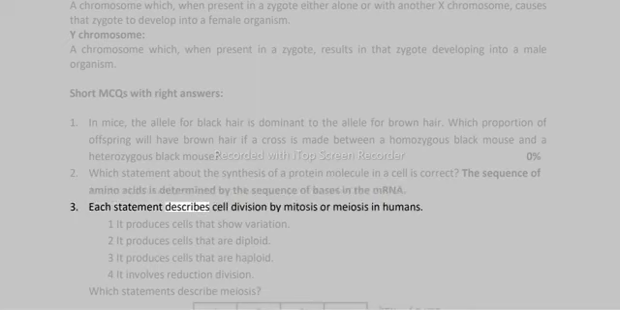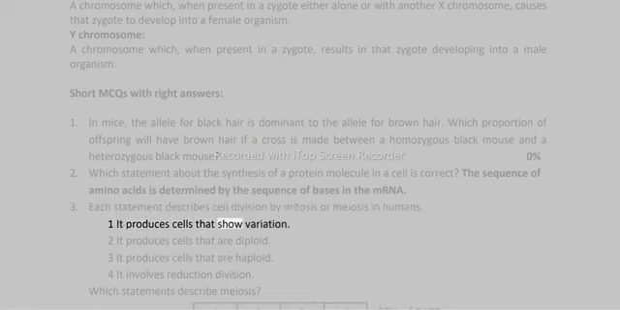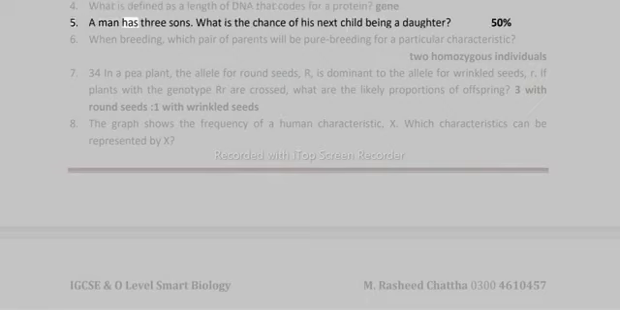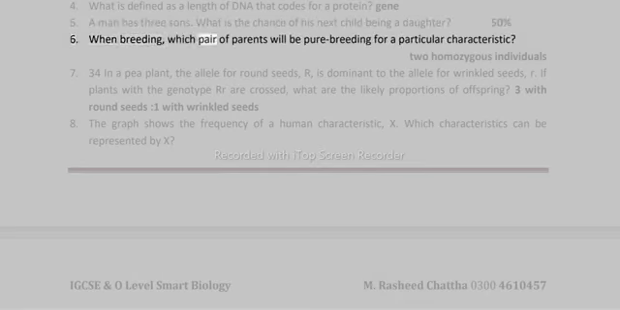3. Each statement describes cell division by mitosis or meiosis in humans. 1. It produces cells that show variation. 2. It produces cells that are diploid. 3. It produces cells that are haploid. 4. It involves reduction division. Which statements describe meiosis? 4. What is defined as a length of DNA that codes for a protein? Gene. 5. A man has 3 sons. What is the chance of his next child being a daughter? 50%.